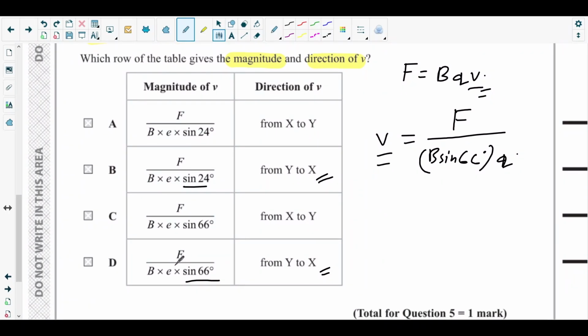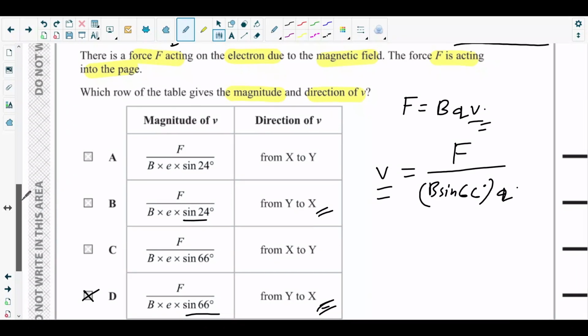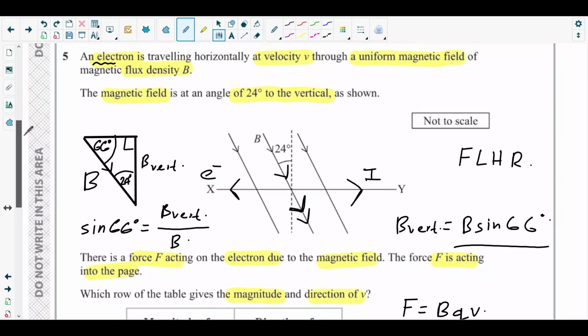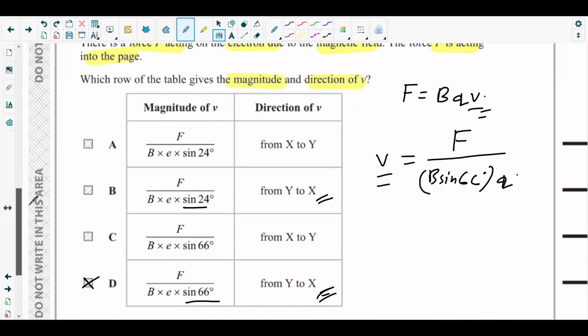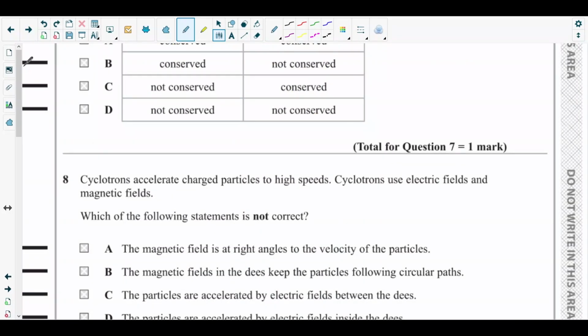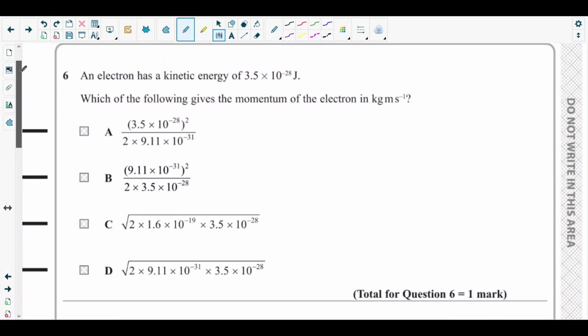So which one is similar to the one we got for v? This is basically this one, D. So D is the correct answer in this case. E is basically the charge of the electron. So that's the answer for MCQ number 5. Fine. Okay, next is question number 6, MCQ number 6.